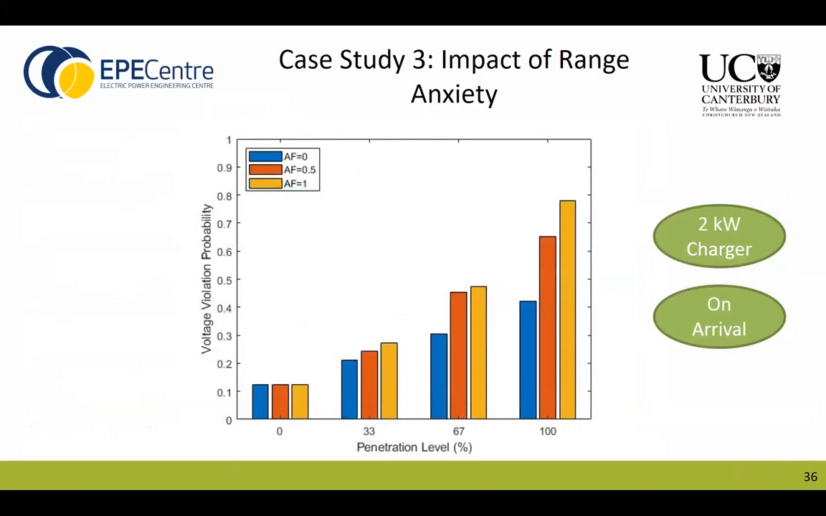Okay, so finally let's look at the impact of range anxiety on the voltage violation probability. It can be seen that range anxiety has the potential to significantly reduce the voltage violation probability. In the most extreme case, at the 100% penetration level, the difference between an anxiety factor of 1 and an anxiety factor of 0 is roughly a half. I guess at this point, it's also probably worth noting that the first 2 case studies I presented, so the impact of charger rating and the impact of charging strategy, corresponded to an anxiety factor of 1. I just didn't want to introduce the terminology without fully describing it earlier in the presentation.